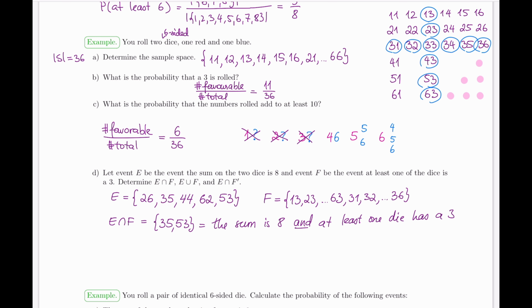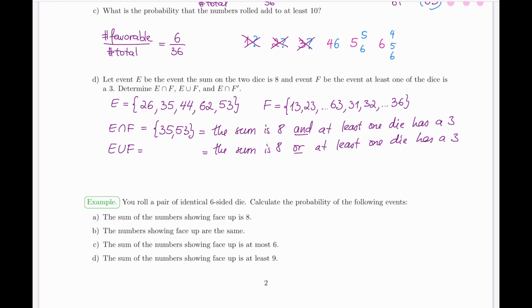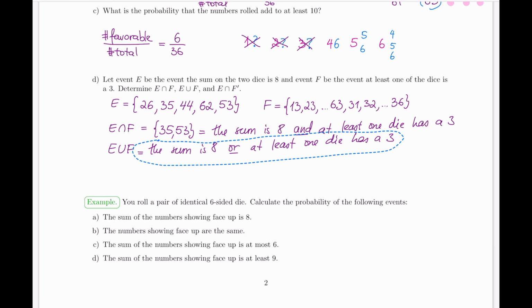For the next set, I have E union F. Union means an or. So if I want to start with the verbal description first, the sum is 8 or at least one die has a 3. Now remember that the union means I'm going to actually have to list all the possibilities in one set and all of the possibilities in another set. So here, if I am to write this out, I can start by listing all the elements in E. So you know what, I'm not going to be able to fit it in here.